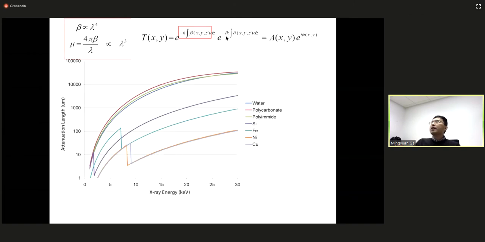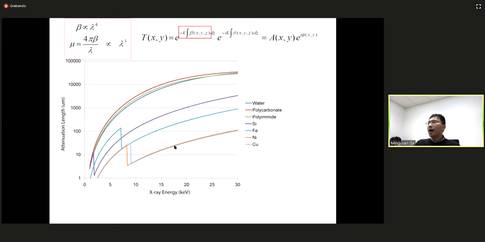And we also know that different materials have different kinds of absorption coefficients, just like the curve shown here. So attenuation length means that if the signal I zero decreases to one over e of the original signal, that's the attenuation length. Different materials, like water, have a very large attenuation length, which means after the X-ray goes into the water, it doesn't get absorbed a lot. It can penetrate about 10,000 micrometers of water without losing a lot of signal.